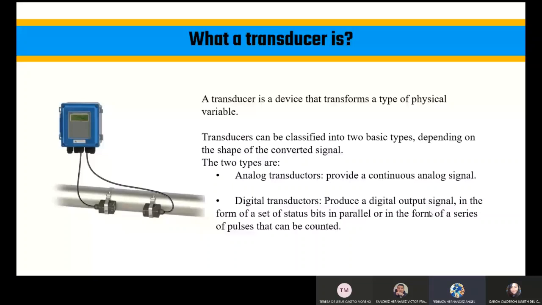Alright, a transducer is a device that converts energy from one form to another. Usually, a transducer converts a signal in one form of energy to a signal in another. There are two types of transducers. Analog transducers provide a continuous analog signal, and digital transducers produce a digital output signal in the form of a set of status bits in parallel or in serial form.